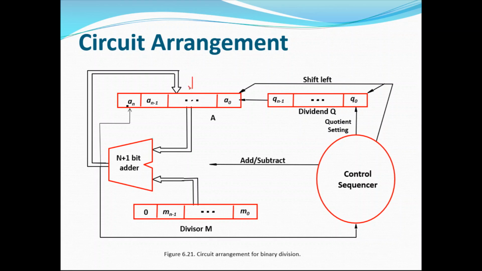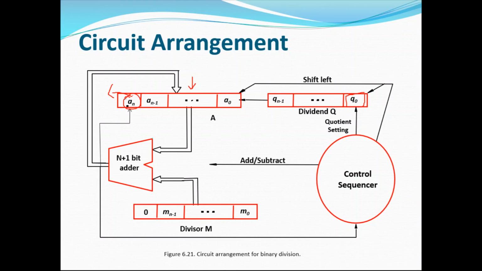Once again check whether this is negative and store the result in A, and again left shift. Everything should be left shifted by 1. After left shifting, again a space will be created at Q naught. Now after left shifting, check what is in the most significant bit position. Is it 1 or 0?